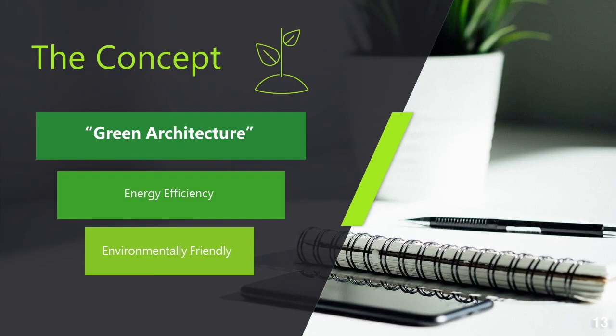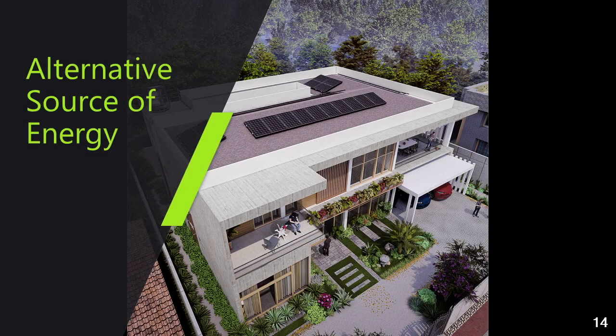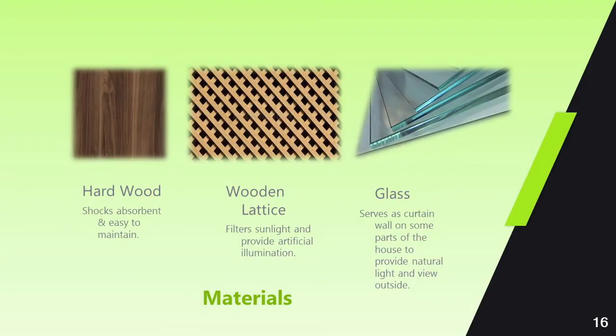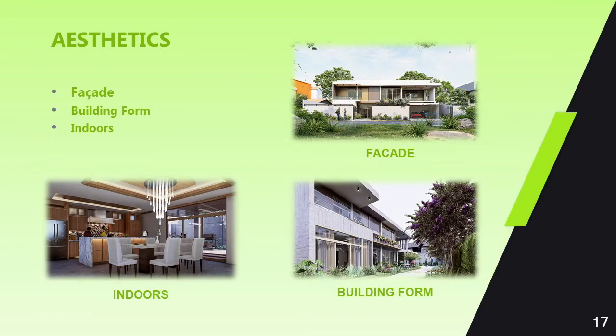Like solar panels, they are an alternative source of energy. And the water, they are an alternative source of water. Hardwood, wooden lattice, and glass are environmentally friendly construction materials that should be used. For the aesthetics, greeneries beautify the facade, building form, and the indoors of the building.